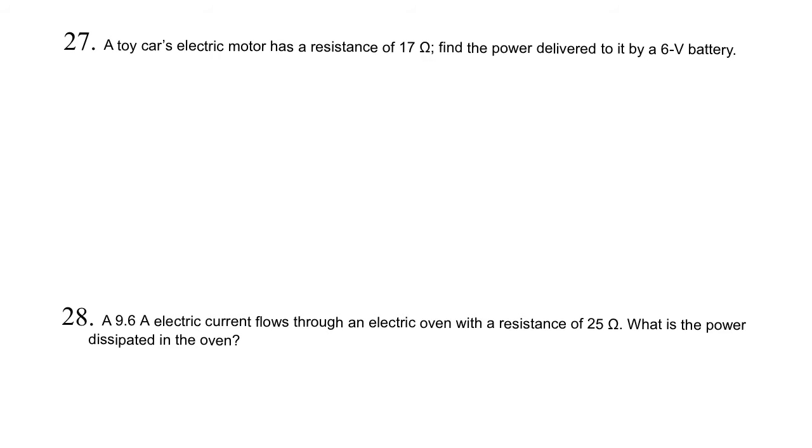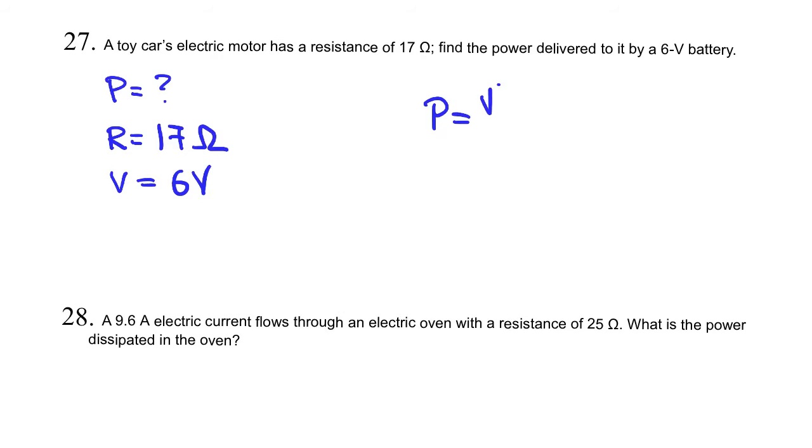So, once again, power is the question mark, but this time we have a resistance of 17 ohms, and we have a voltage of 6 volts. So if we look at our magical cheat sheet, this time we're going to use this equation: P is equal to V squared over R.